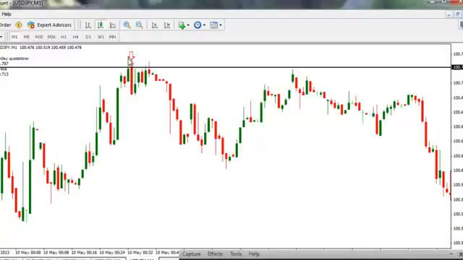Like here you can see this green candlestick and then a strong push down. I would have gotten in here as soon as possible on this red candlestick because I already have a push down here. So I'll zoom in so you can see that.